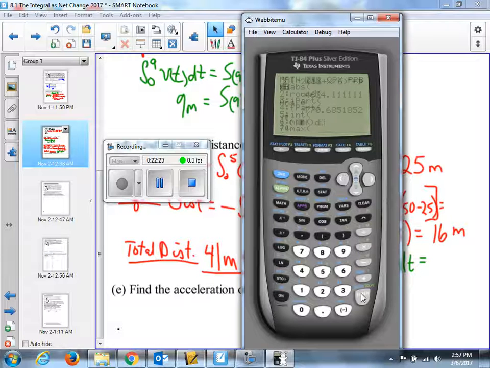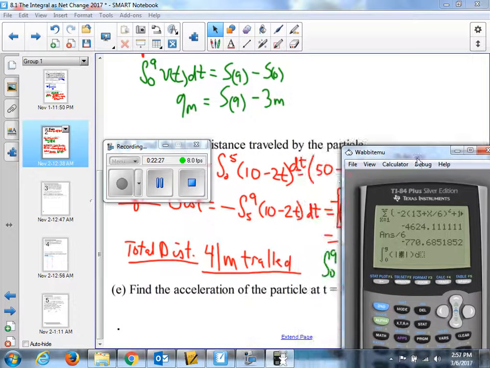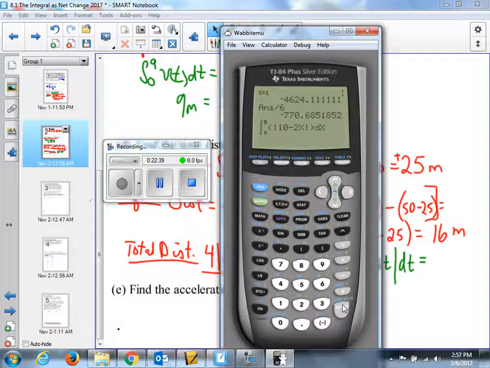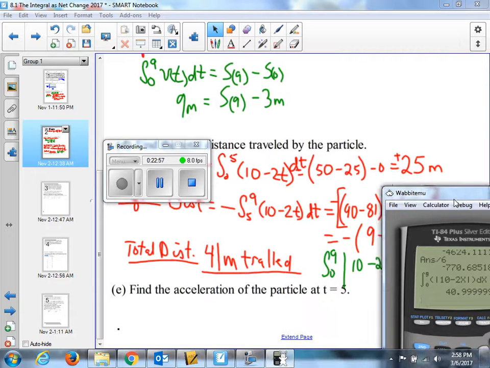Number option for the absolute value brackets. Then I put in my 10 minus 2t, yep, 2x in this, dx. 41 should come up. Yep, it's using some rounding, but it's pretty obvious it's 41, isn't it? Don't ask me why it has that imperfection, 99994 or whatever. But it's 41.